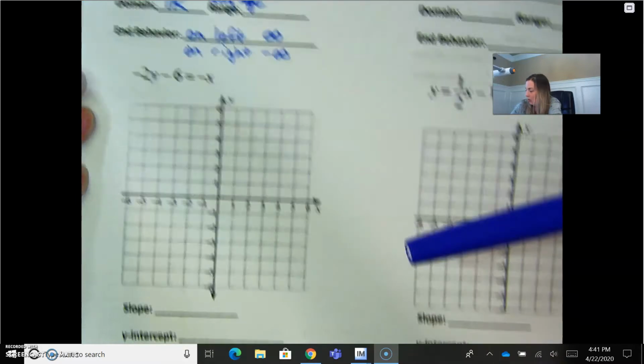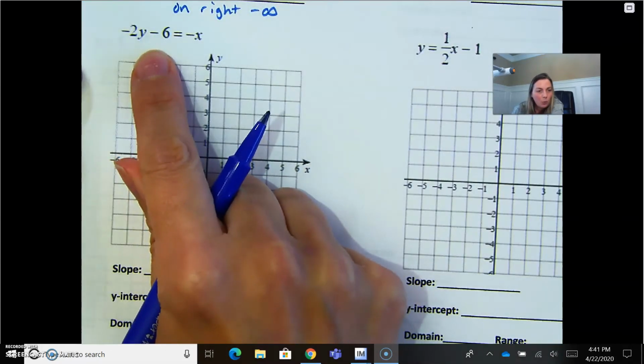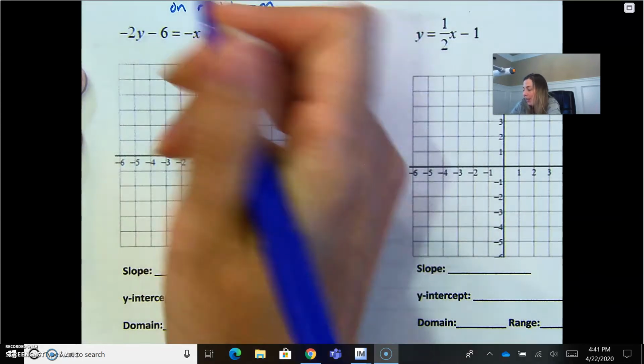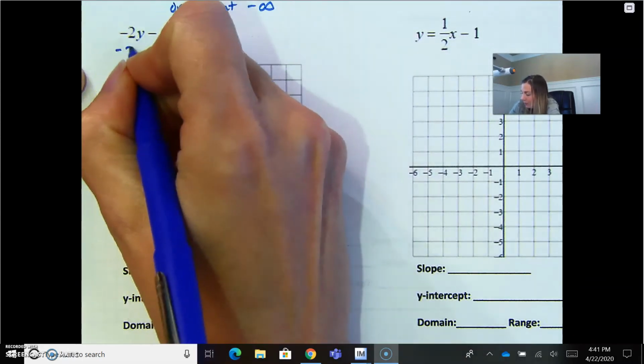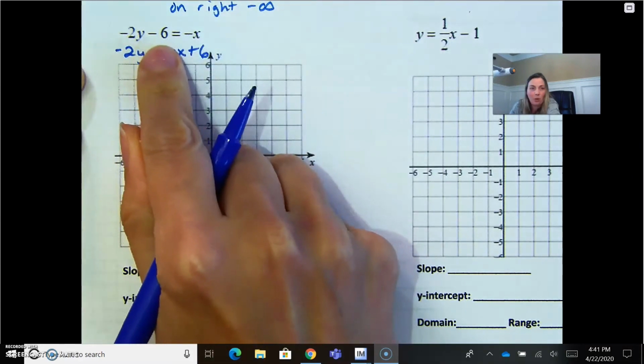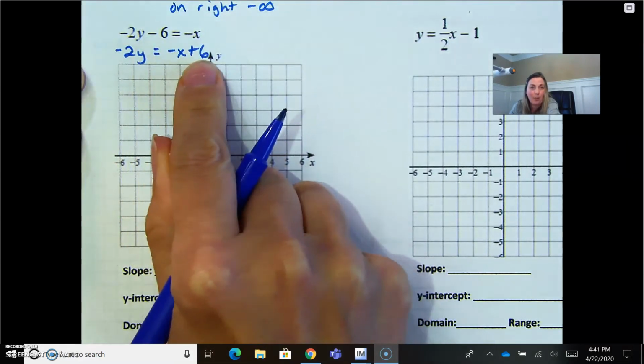Let me jump down to this one. All right, so in order to graph this, you first have to get it solved for y. So I'm going to add 6 to this side. So we have -2y equals -x plus 6, right? When you move it across the equal sign, you just do the opposite.